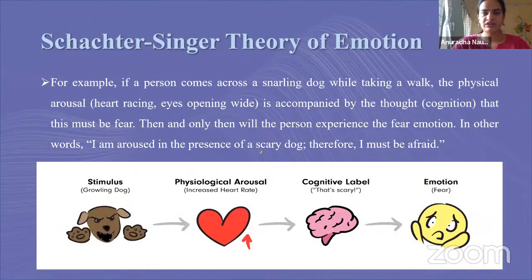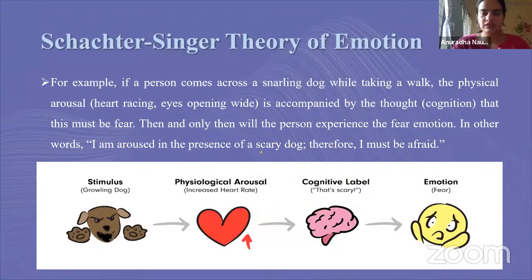For example, if a person comes across a snarling dog while taking a walk, the physical arousal, heart racing, eyes opening wide, is accompanied by the thought or the cognition that this must be fear. This cannot be any other emotion. This is fear. Only then will I experience the fear emotion. In other words, I am aroused in the presence of a scary dog. Therefore, I must be afraid.